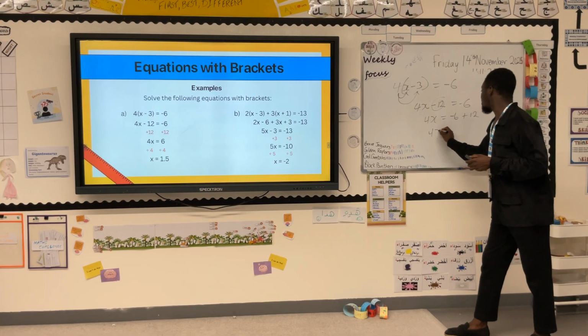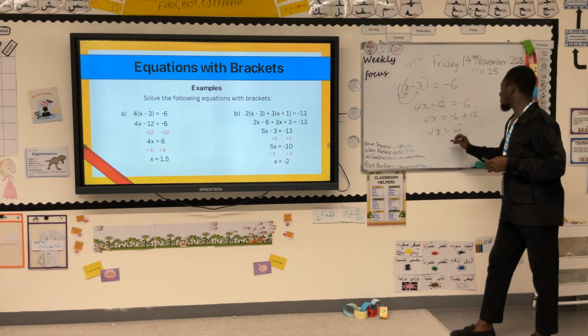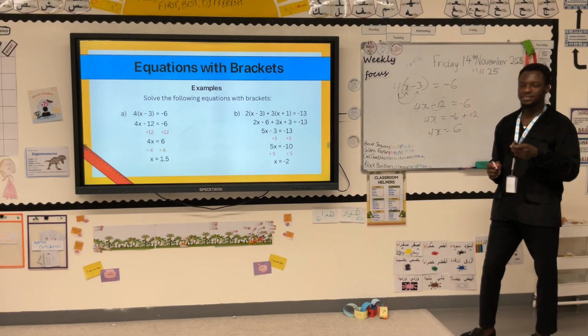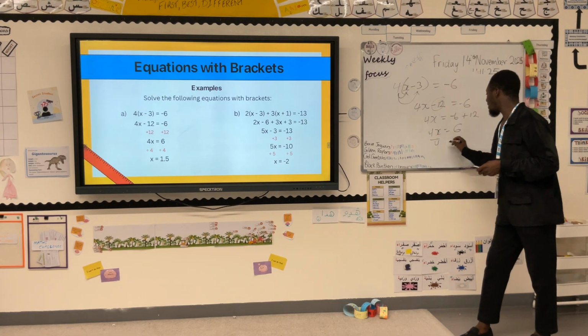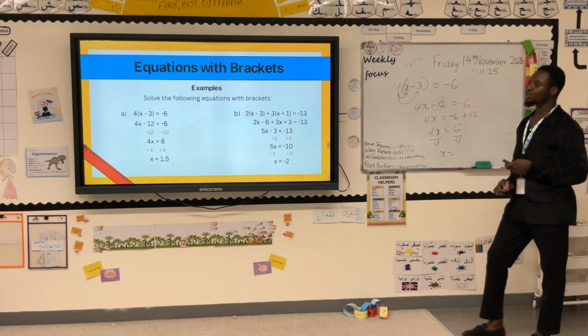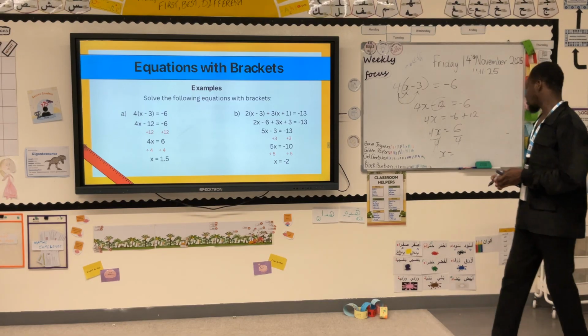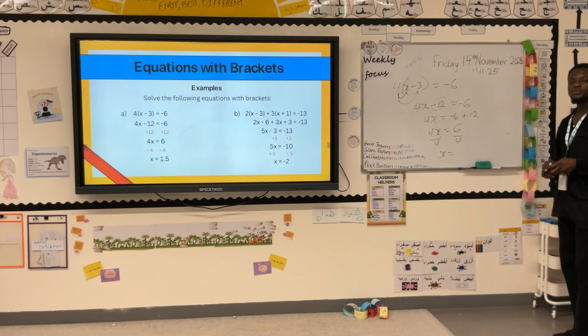So 4x equals positive 6. What do we do next? Divide both sides by 4. If 4 cancels out, we have x equals to. Can 4 go directly into 6? No. Good job.